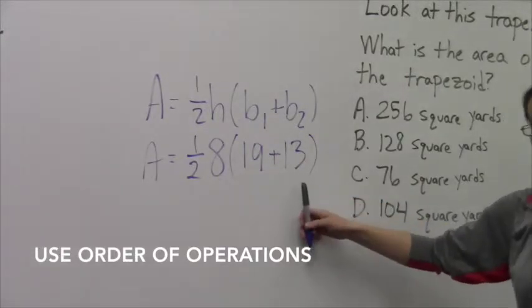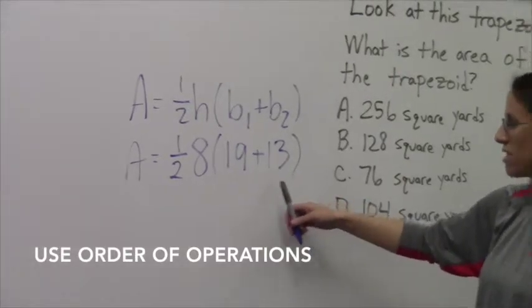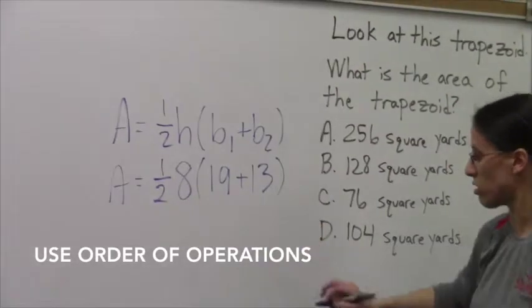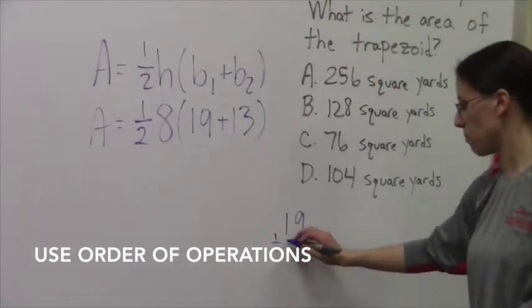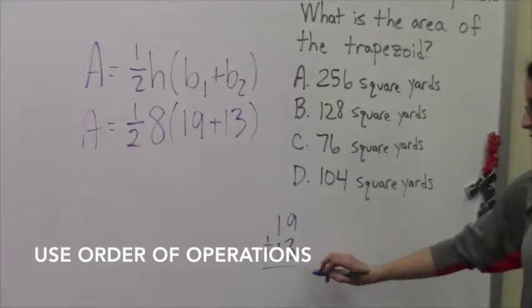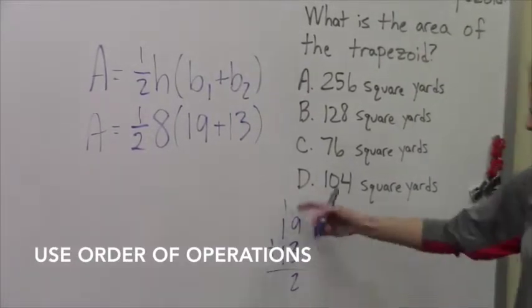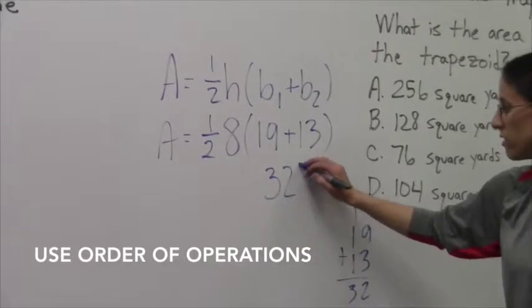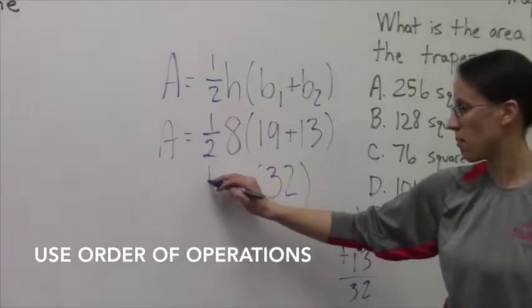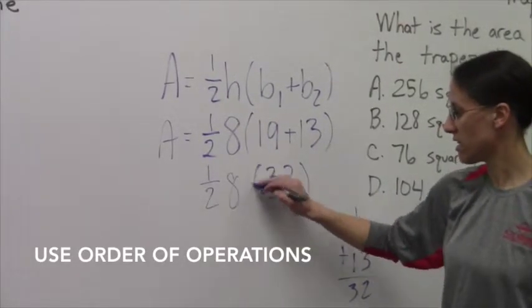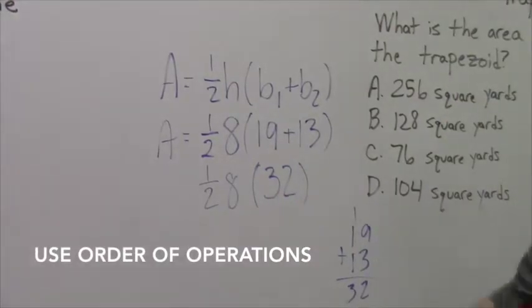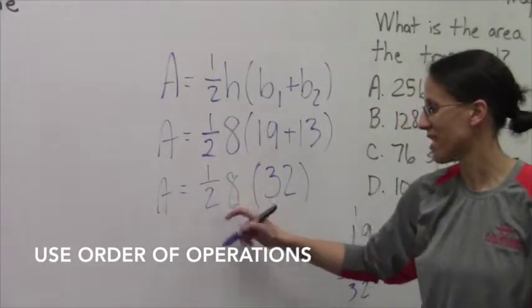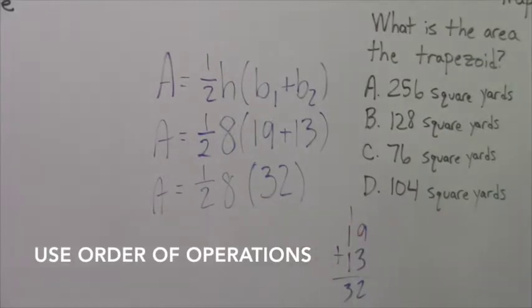So if I follow my order of operations, I'm going to do my parentheses first. So I do 19 plus 13. I'll do 19 plus 13 over here. 9 and 3 makes 12. And then 3 ones makes 3. So I have 32 here. I bring down my 1/2 of 8. Then I bring down my 32. So now I have area equals 1/2 of 8 times 32.